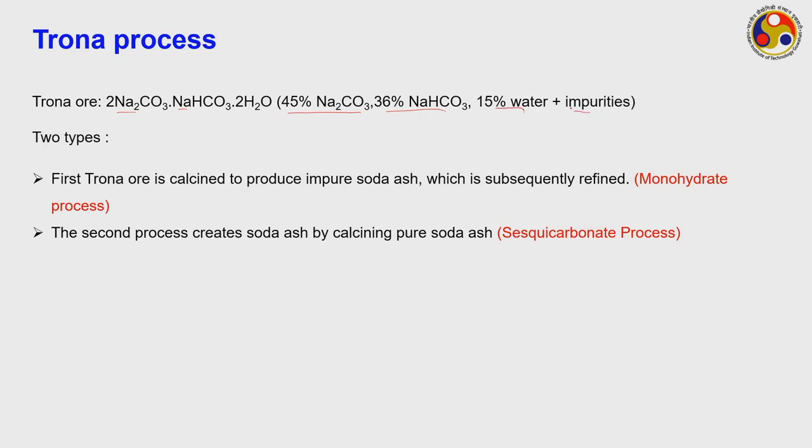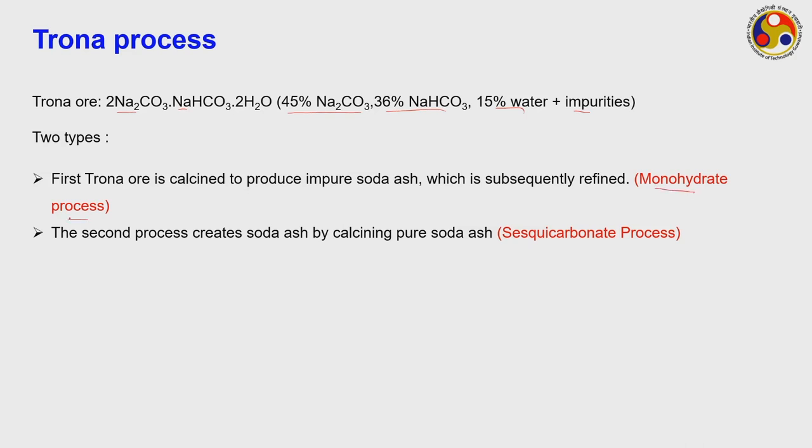Now there are two ways to extract the soda ash. The first method, the Trona ore is calcined. Calcined means you are decomposing the ore. It is decomposed to form impure soda ash. Once it forms the impure soda ash, you prepare a solution mixture of this impure soda ash, a mother liquor, and then you take out the entire soluble component, filter it out and then do the post-processing. This is called the monohydrate process.